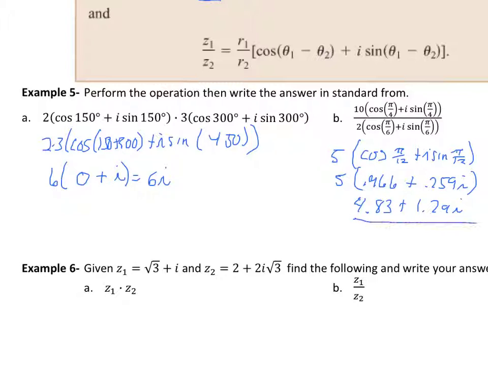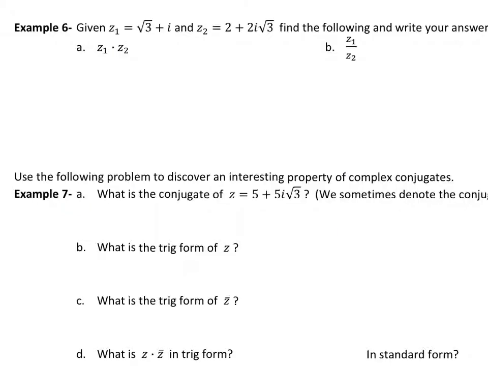So there we are in standard form. Now, if it says to leave it in trig form, then leave it just like that. We don't do anything with it, but generally it'll want you to put it in standard form. Now we're given two complex numbers in standard form, and we need to do the same thing. Let's get them in trig form, and then we can use those formulas.